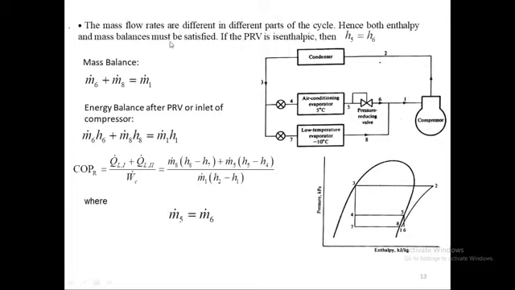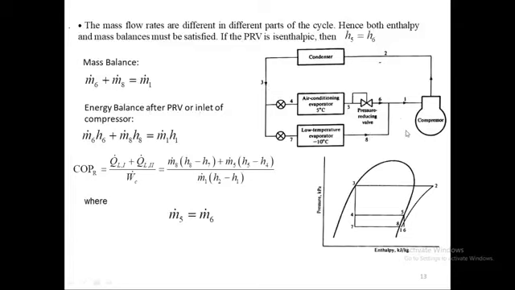So the mass flow rates are different in different parts of the cycle, hence both enthalpy and mass balance must be satisfied. If the PRV is isenthalpic, then H5 should be equal to H6. We are just dropping the pressure but not changing anything else. It is an irreversible process, so it is not isentropic, but we are not adding any heat to it, so we call it an isenthalpic process. So H5 will be equal to H6.